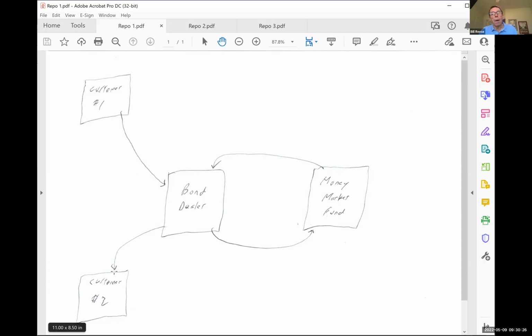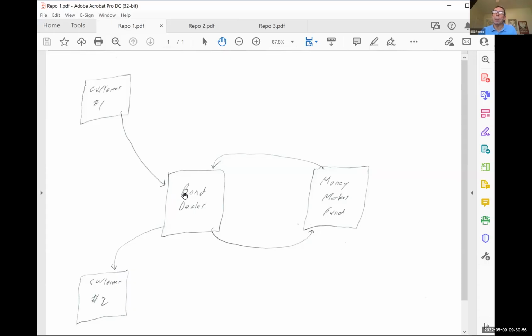Now, the way the bond dealer makes money first and foremost is by buying and selling bonds. So the dealer buys the bond from customer number one, and then is going to be selling it the next day to customer number two. So the bond dealer is going to be buying and selling, and that's how the bond dealer makes money. They buy at the bid and they sell at the ask. The ask is higher than the bid, so the bond dealer is going to be making money on that.